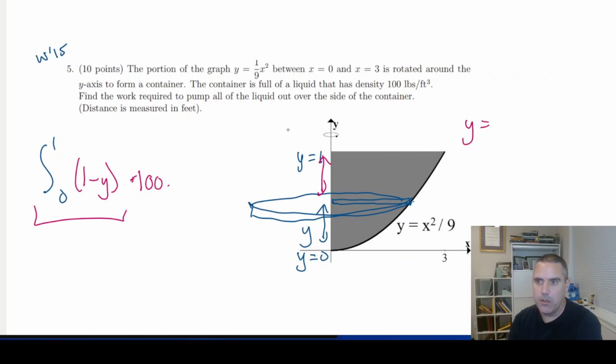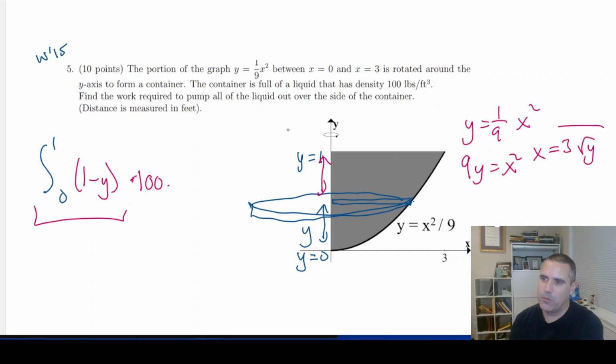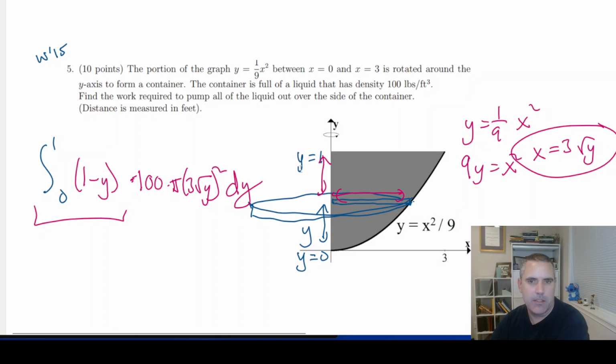But what do I do here? I don't want Y in terms of X. I want X in terms of Y. I can do that, no problem. X squared. Oh, I'm almost running into my head. X is equal to 3 square root of Y. I know it's plus or minus, but we just want this positive length. So anyways, this is going to be pi times 3 square root of Y squared dy, and we're off to the races. Expand, compute, done.